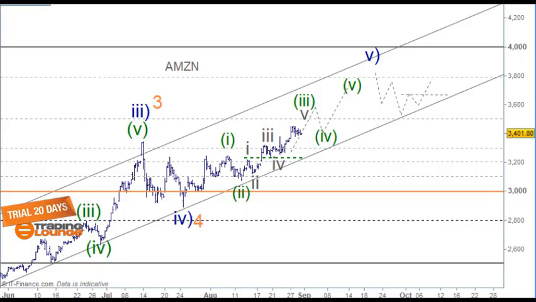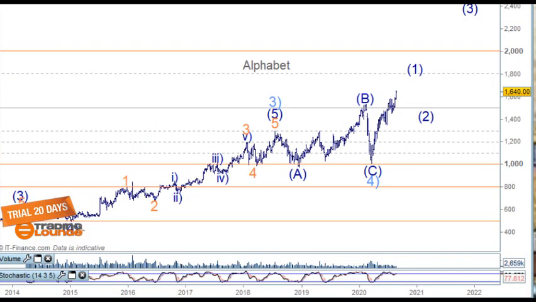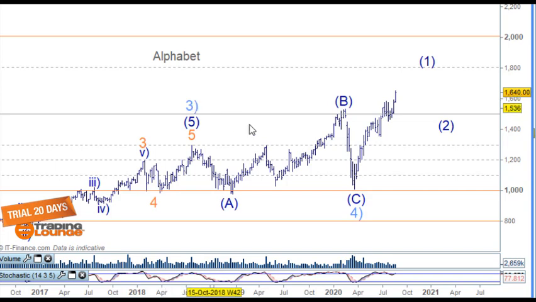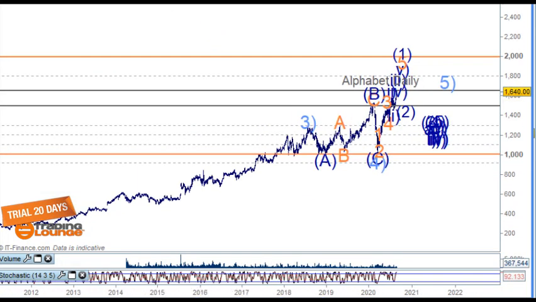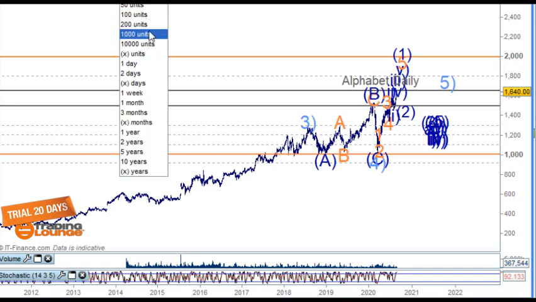And this will be the same for Alphabet as well. This is just the weekly chart, but while we're here, wave 3 over here, an A and a B and a C for the B wave, down for the C wave for wave 4, and then we're looking for wave 1 to the upside and wave 2, and we're not in that space just yet. Let me just clean this up a little bit.